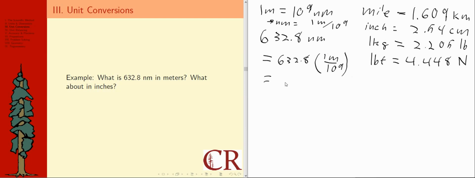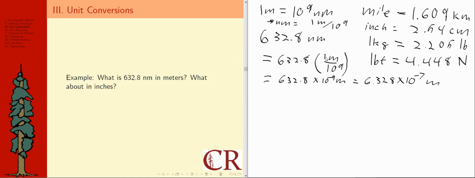And in this case, I think that will simplify to 632.8 times 10 to the 9 meters, which in scientific notation I probably want to rewrite as 6.328 times 10 to the, oh, oops, that should be a minus 9 there, because this was 1 over 10 to the 9, sorry about that mistake. So this should actually be 6.328 times 10 to the minus 7 meters.